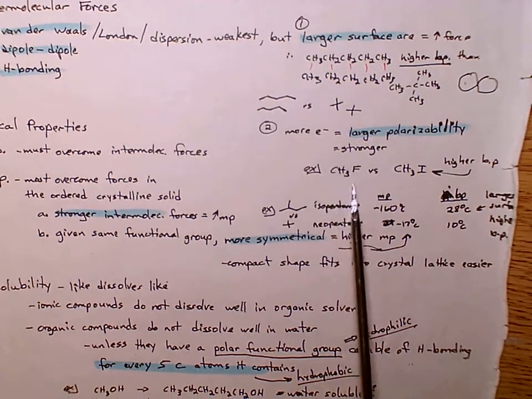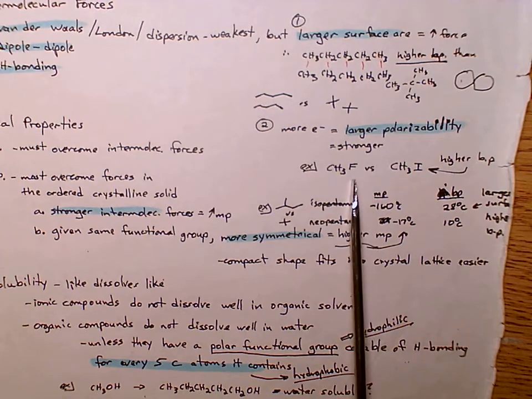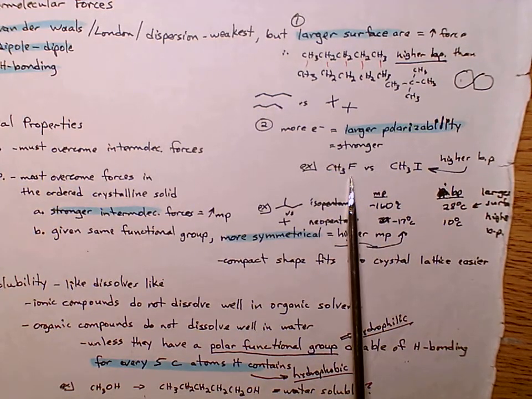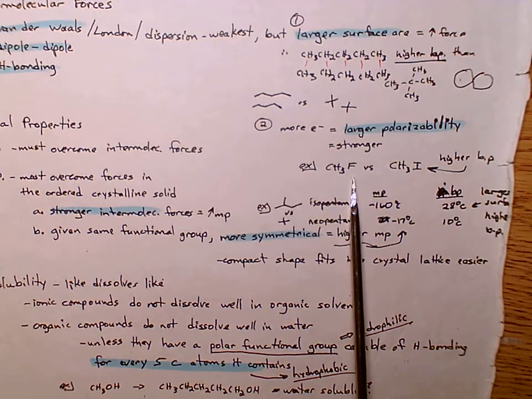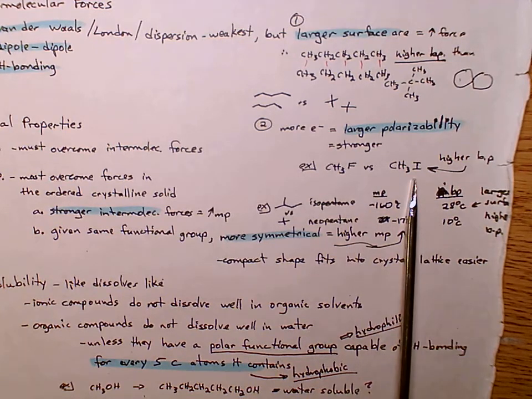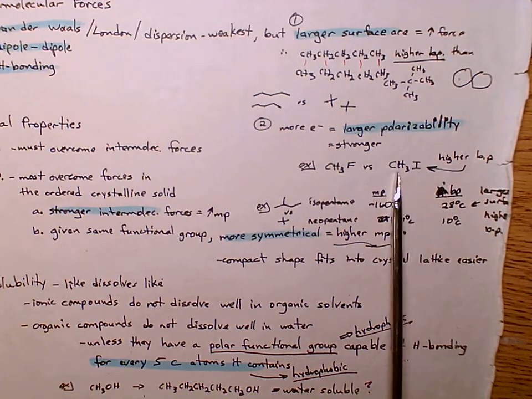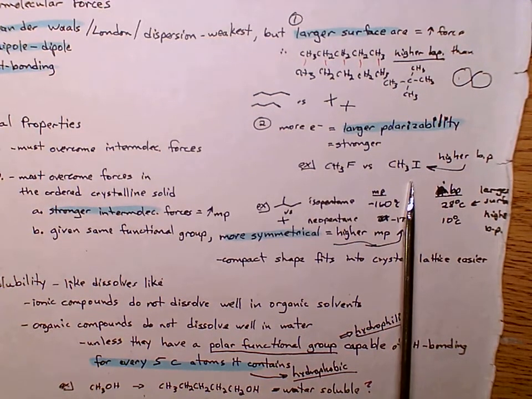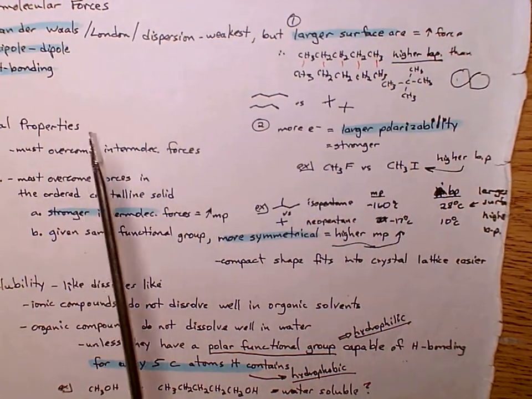For example, CH3F versus CH3I. CH3I has a higher boiling point. Fluorine really holds on to its electrons very, very tightly. It's a small atom. The smaller the atom, the more tightly it holds on to its valence electrons. Iodine is a very large atom, so this iodine has many more electrons and it doesn't hold on to them as tightly. The larger the atom, the less tightly it holds on. So this is more polarizable. Iodine is a much more polarizable atom, which means it allows itself to be polarized.